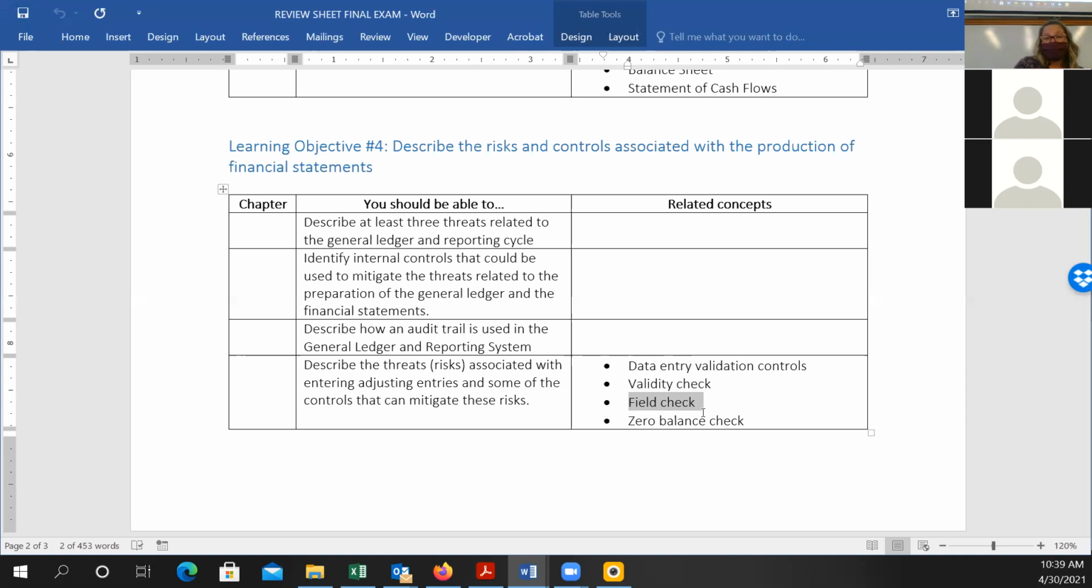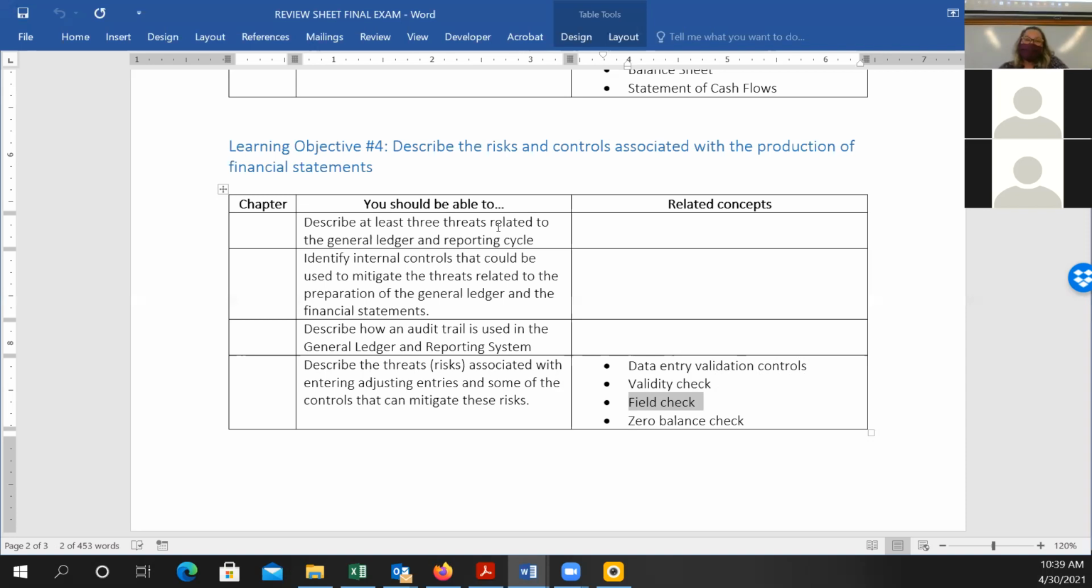We talked about some of those data entry controls. The other data entry controls that we've talked about throughout the semester are also true: only letting certain people make those entries, and requiring those entries to be reviewed by someone in the organization is another control.